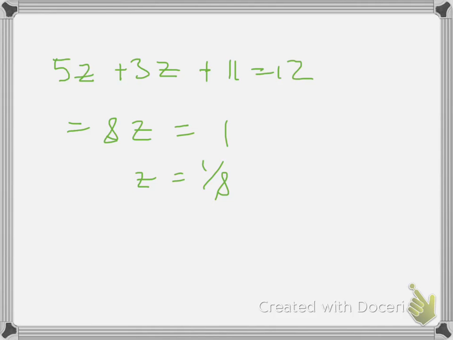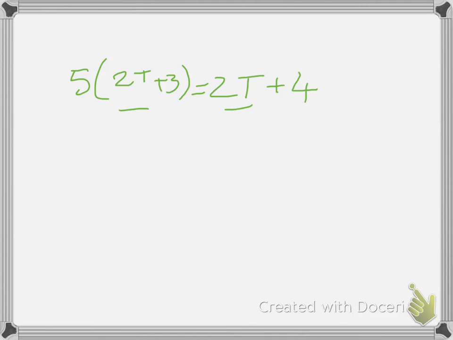Sometimes you might be asked to expand first, like on this question here. Do a harder one: 5(2t plus 3) equals 2t plus 4. So you might think this one's more difficult because there are some t's on both sides of the equation. The methodology is to collect the t's together on one side of the equation. Doesn't matter what side. Usually I collect on the side where there's the most to start with.